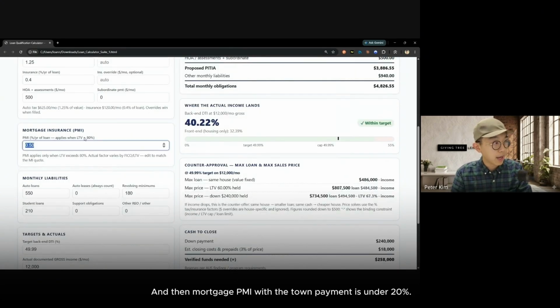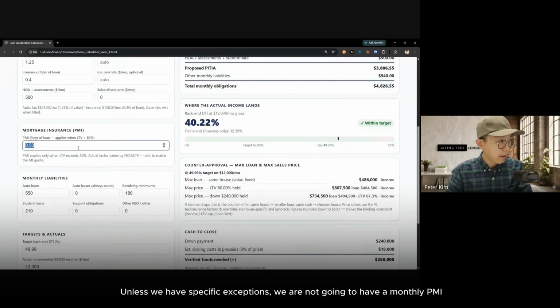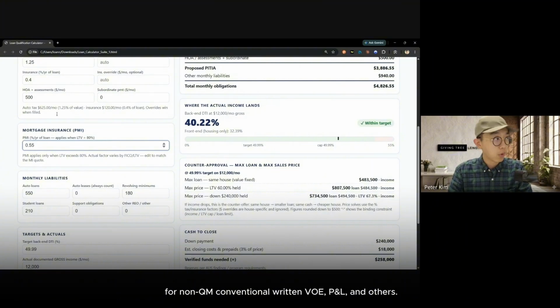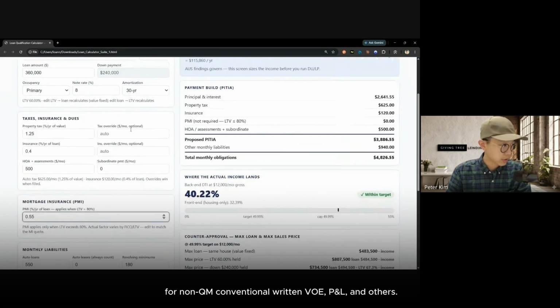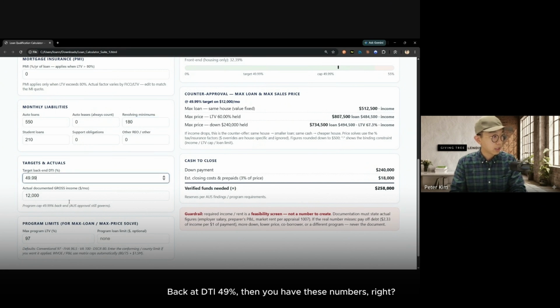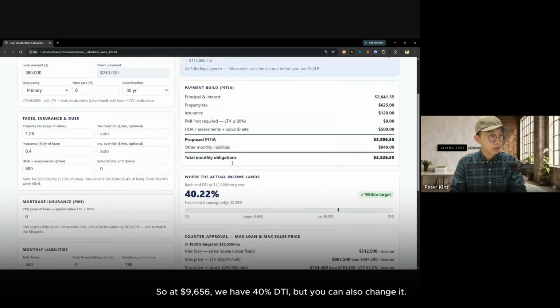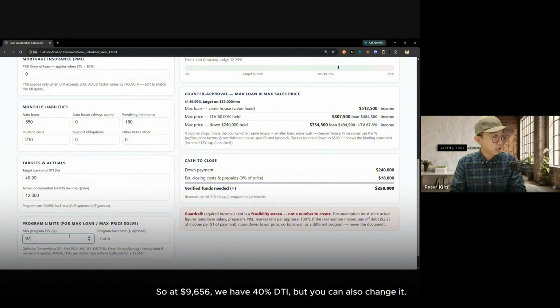And then mortgage PMI, when the down payment is under 20%, and when we're applying for FHA or VA. For FHA, you need to do it. Unless we have specific exceptions, we're not going to have a monthly PMI for non-QM, conventional, written VOE, P&L, and others. Let's say PMI is 0. Monthly liabilities: car payment, credit card payment, student loan. Back-end DTI 49%, then you have these numbers. So at $9,656, we have 40% DTI. But you can also change it.